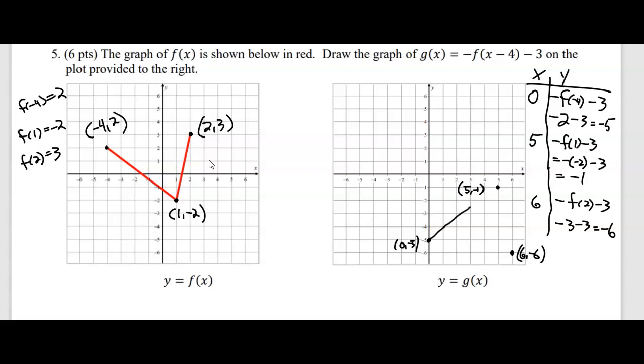These are the endpoints of the line segments. If we connect them, we will have the graph of the translated transformed function g of x. Hopefully this gives you an idea of why the other patterns work.